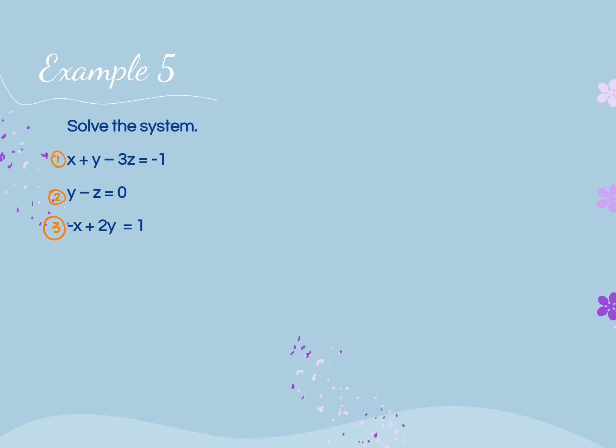So let's say I pick 1 and 2, or 1 and 3. I like 1 and 2 better. So 1 and 2: x plus y minus 3z equals -1, and then y minus z equals 0. So you technically have two options here. I could work to cancel out the y's, or I could work to cancel out the z's, right?